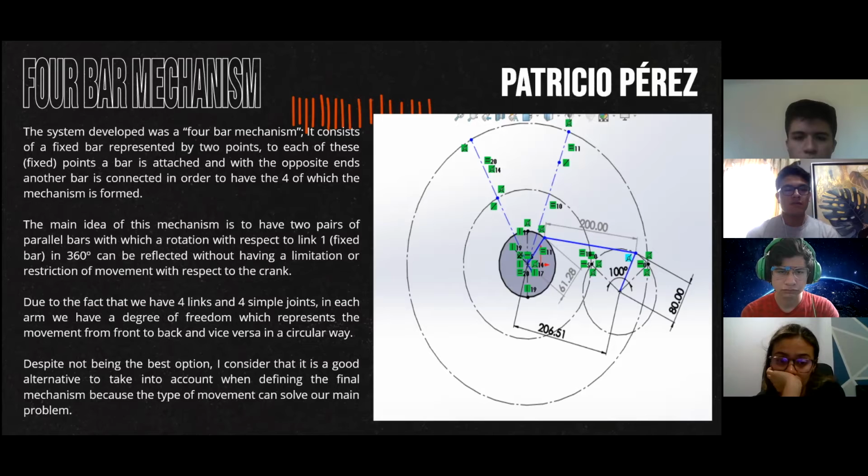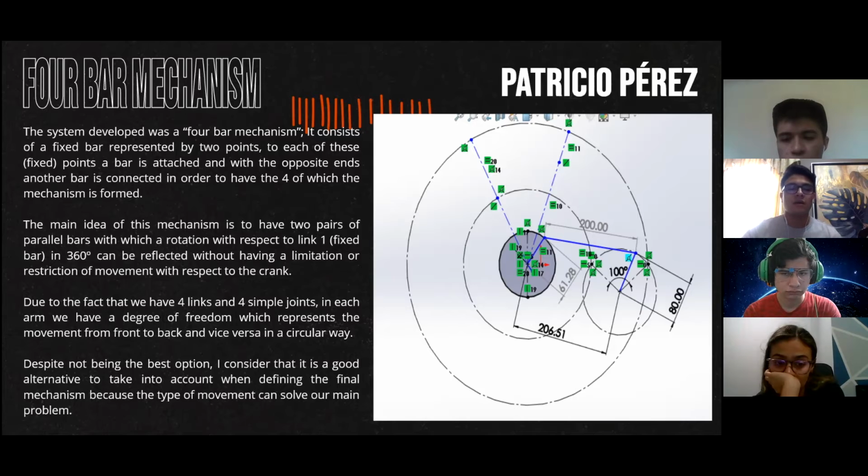Due to the fact that we have 4 links and 4 simple joints, in each arm we have a degree of freedom, which represents the movement from front to back and vice versa in a circular way. We think that despite not being the best option, it could be a good alternative to take into account for our final proposal.